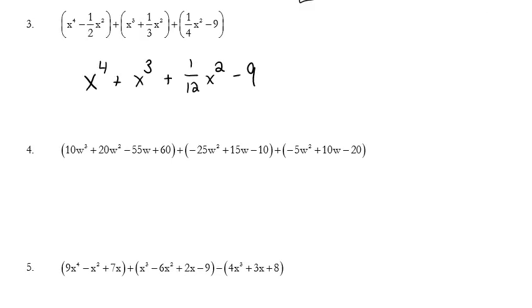For number 3, x to the 4th plus x to the 3rd plus 1/12 x squared minus 9. Remember, adding fractions is not bad as long as you put it in your calculator. Your calculator will simplify them. You can do a math frac to get your simplified fraction. Make sure you put your parentheses around your fractions.